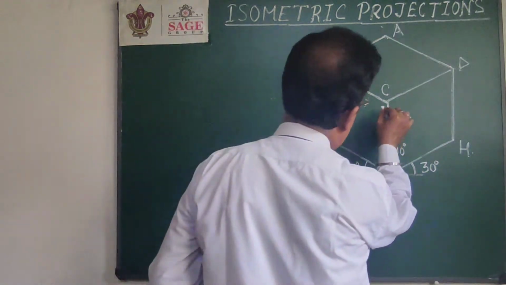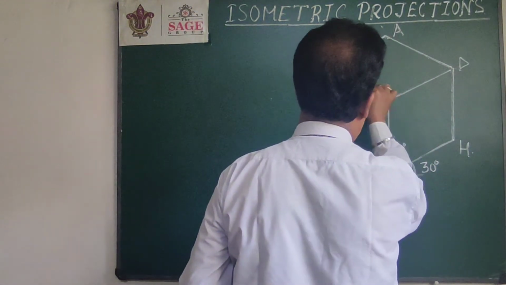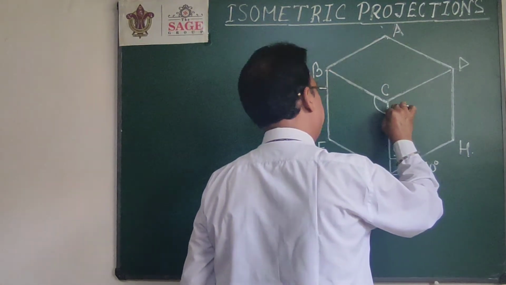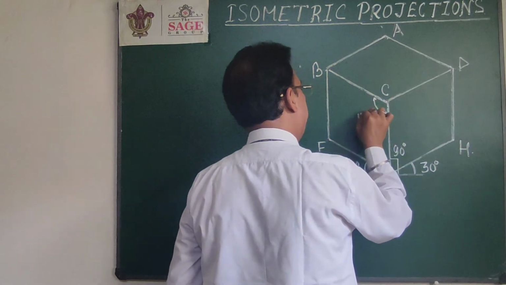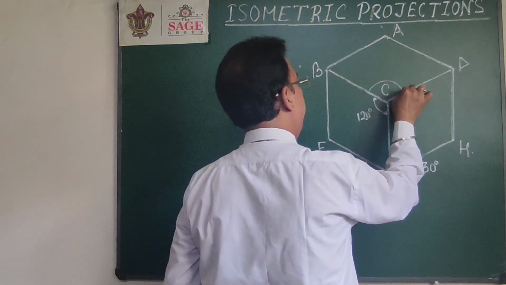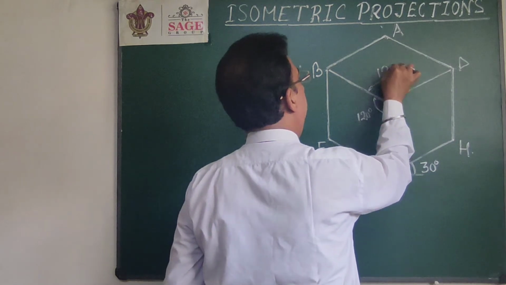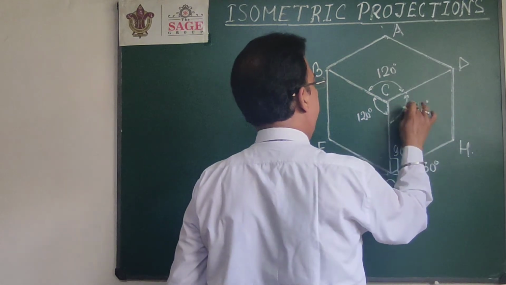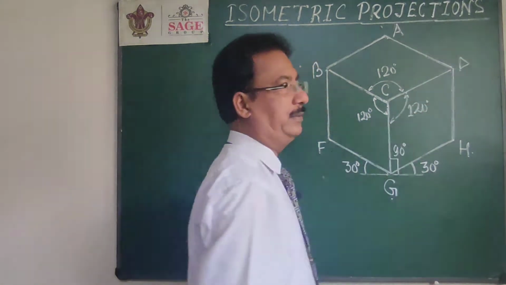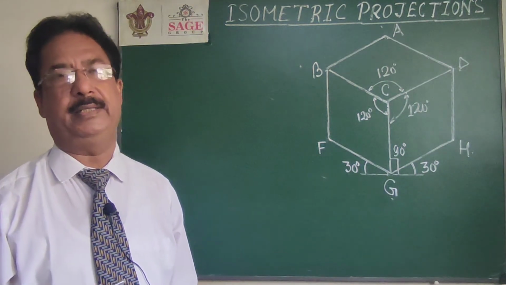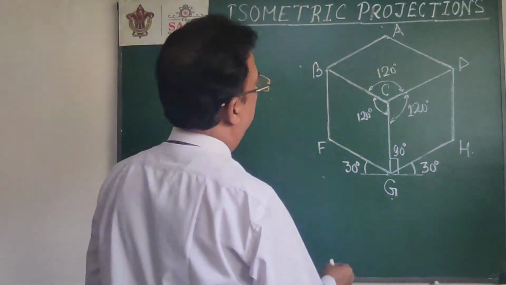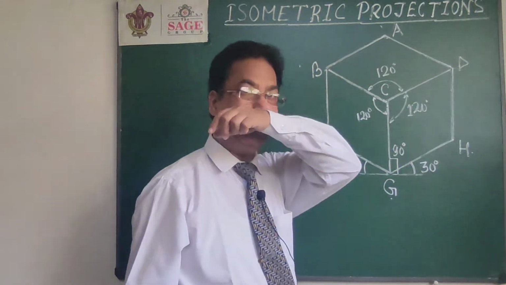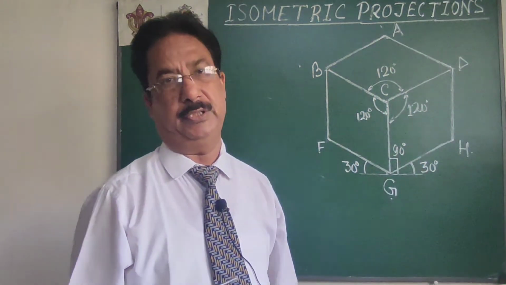Right now if you look at this point C, the three lines passing through C are CB, CD and CG. All these three lines are equally inclined to each other, that is 120 degrees, 120 degrees and 120 degrees. So in isometric projection, for drawing a 3D object we use three axes, and all the three axes will be 120 degrees apart. If you look from the bottom horizontal, these two lines will be at 30 degrees to the horizontal, and the third line will be at 90 degrees to the horizontal.